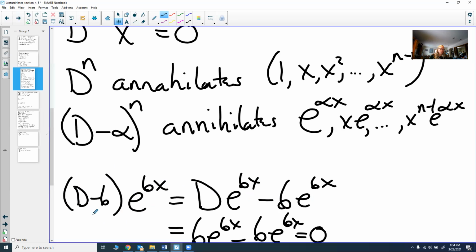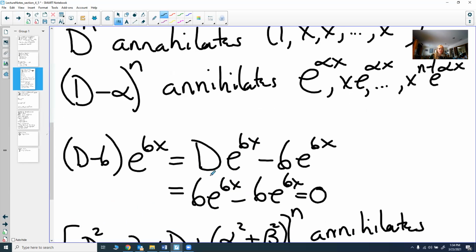So you can actually distribute that e to the 6x through the D minus 6. You're taking the derivative of e to the 6x, and then you subtract 6 times e to the 6x. Well, the derivative of e to the 6x is 6 e to the 6x. And 6 e to the 6x minus 6 e to the 6x is in fact 0.